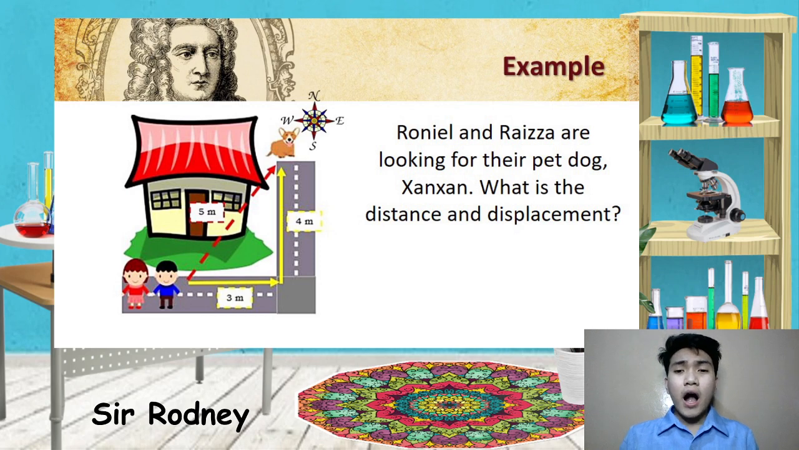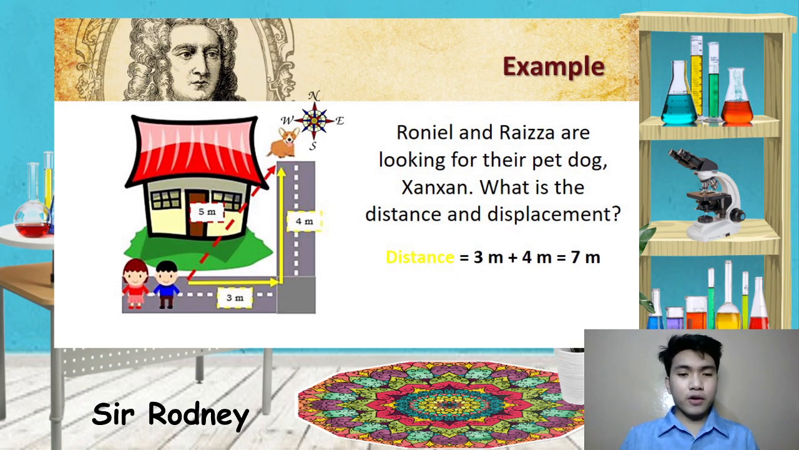Roniel and Riza are looking for their pet dog Sansan. What is the distance and displacement? In this figure, distance is represented by the two yellow solid arrows. They will have to walk 3 meters east and 4 meters north in order to reach their pet dog. They will have to cover 7 meters because we will add 3 meters plus 4 meters, which is equal to 7 meters. How about their displacement?